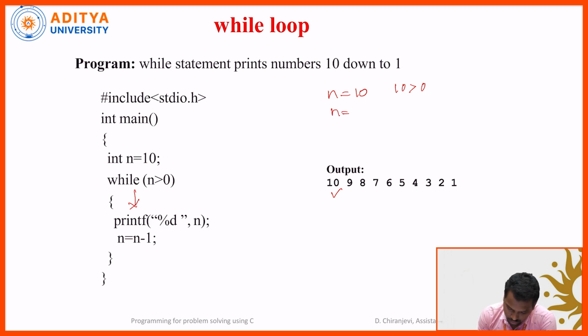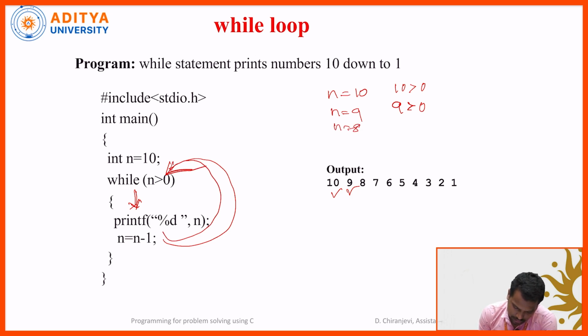So n value is 9. So again control will be transferred to the condition. So 9 greater than 0. So this is true. If this is true, again control is transferred to the body. Now in the body you are printing n. So 9 will be printed. Then again it will update. So 9 minus 1, so n value is now 8. After that again control will be transferred to the condition. So 8 greater than 0. So that is true. So if it is true, 8 will be printed.